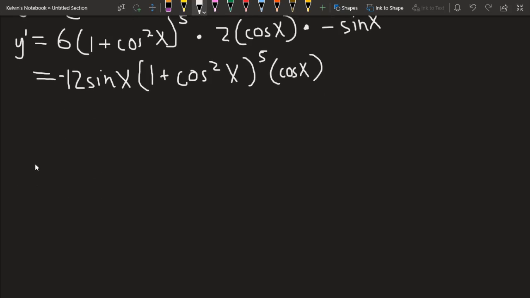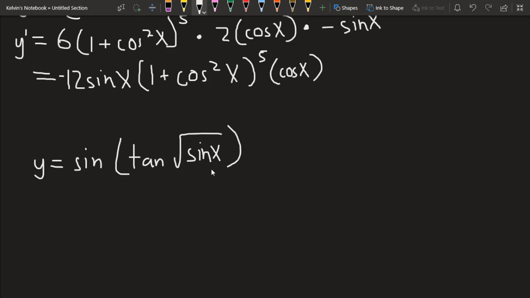So let's try to find the derivative of y is equal to sine tangent of root sine x, like so. So take a minute or two to figure this out, and when you're done, come back to the video and see if you were right. So I'm assuming that you tried the problem out for yourself, but if you didn't, this is a challenging problem, so here's how you would do it.